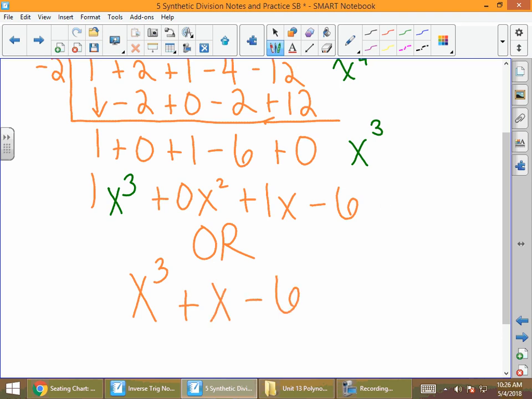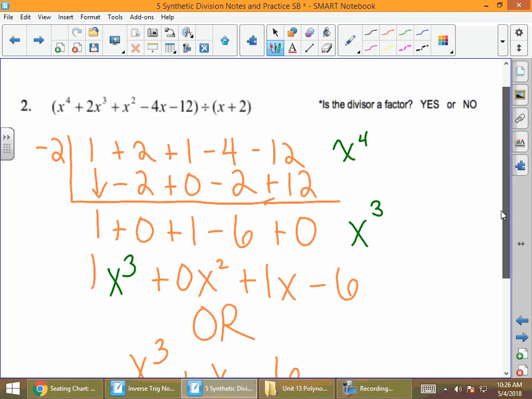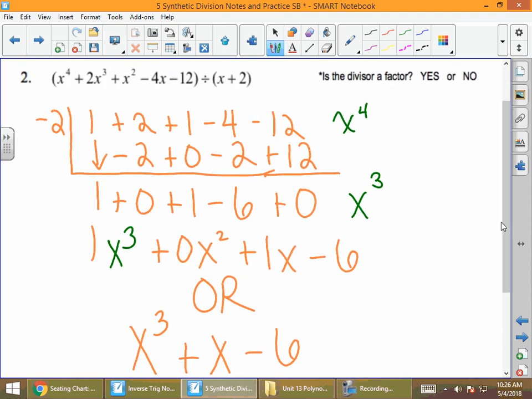We don't have to write the 0x squared, but what I want to point out is that our answer needs to descend 3, 2, 1, 0. So either one of those formats is fine. Our last question here is, is x plus 2, the divisor, a factor of our polynomial? And we don't have a remainder, so it is.